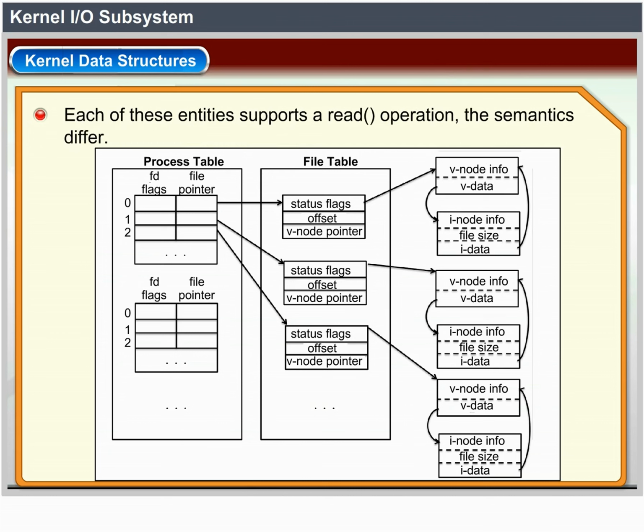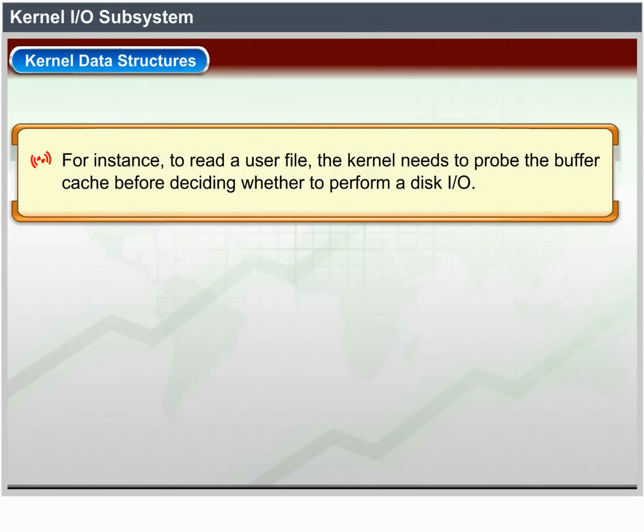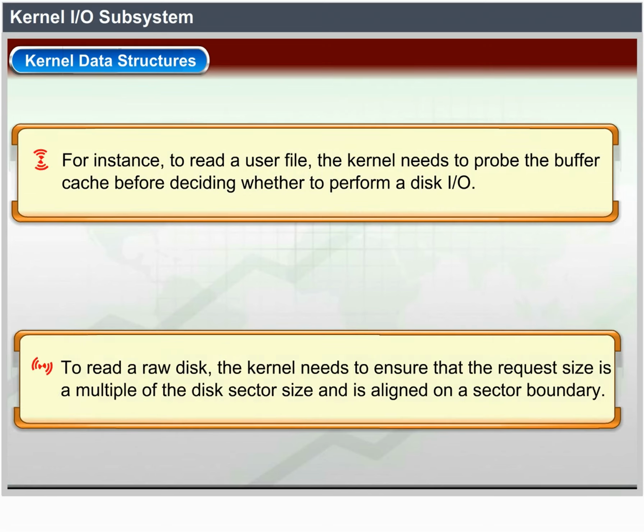For instance, to read a user file, the kernel needs to probe the buffer cache before deciding whether to perform a disk input-output. To read a raw disk, the kernel needs to ensure that the request size is a multiple of the disk sector size and is aligned on a sector boundary.